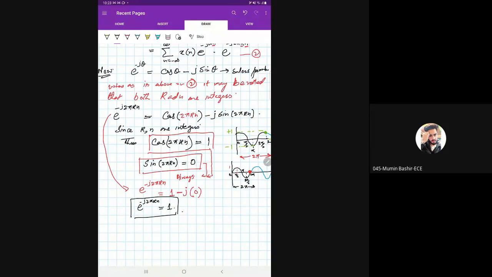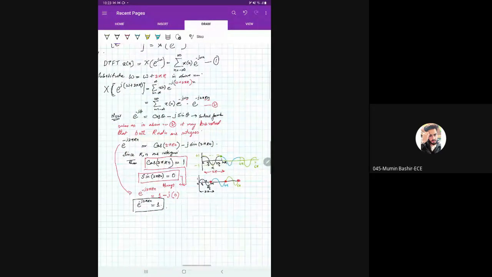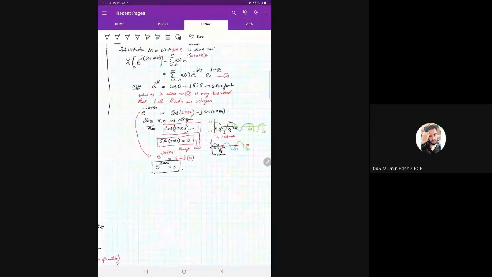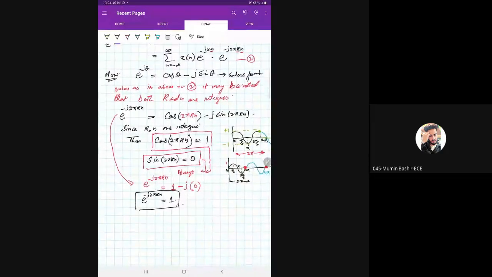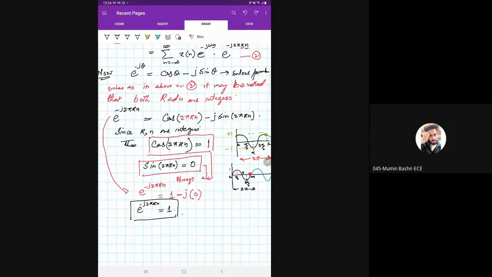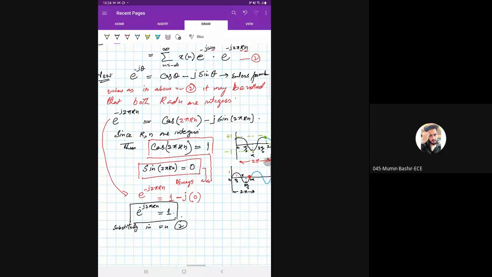So if that is true, then we can substitute it. E raised power minus j 2 pi kn will be equal to 1 in equation 2. Okay, we can substitute in equation 2. So if we substitute in equation 2, what will we obtain then? I will write down here. Substituting in equation 2.